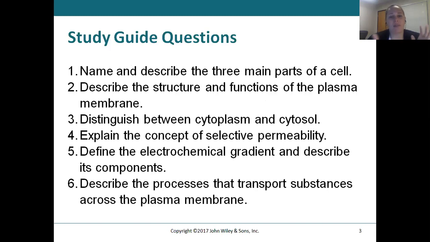So today we'll talk about the three main parts of the cell, primarily the plasma membrane, some of the functions of the plasma membrane, and how to differentiate between the cytoplasm and the cytosol. Then we'll talk about the selective permeability of the plasma membrane, the electrochemical gradient and some of its components, and then the processes that transport substances across the plasma membrane. And then we'll wrap up, concluding the different components of the cell.